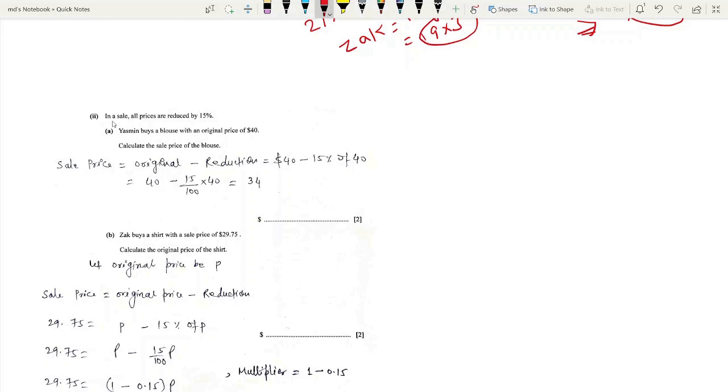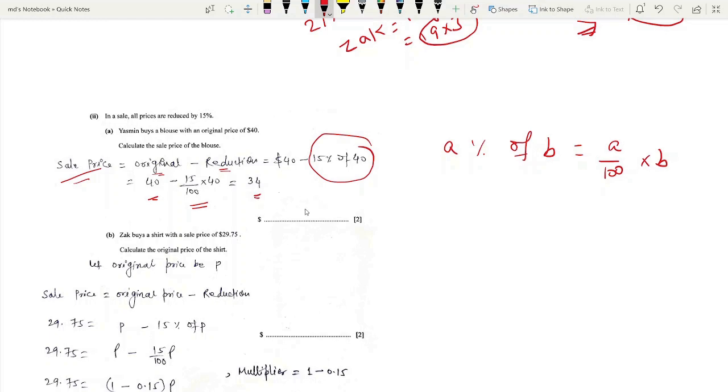So the next question is, in a sale all prices are reduced by 15%. Yasmin buys a blouse with an original price of $40. Calculate the sale price of the blouse. So sale price will be original price minus, of course, reduction. So original price is $40 and reduction is 15%. So 15% of 40, right? So 40 minus 15 over 100 times 40. This can be like a percent of B. What is the meaning of a percent of B? A over 100 times B. So 15% means 15 over 100 times 40. So 40 minus 15 over 100 times 40, you can calculate, that will be 34. So here you can write 34.